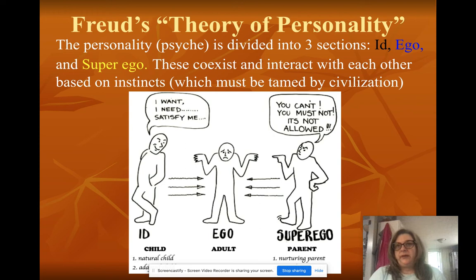The superego is like civilization telling us what we're allowed to do. You're not allowed to do this right now at this point. You're not allowed to drive this fast. You're not allowed to say certain things or behave in certain manners in certain contexts. And the ego is kind of like the person that has to figure out, okay, which one do I satisfy? Do I satisfy my id, or do I satisfy my superego?